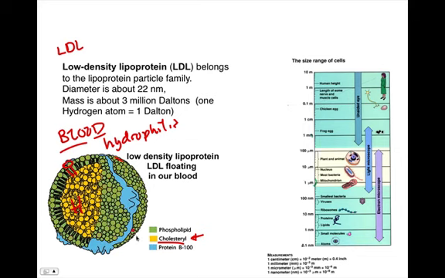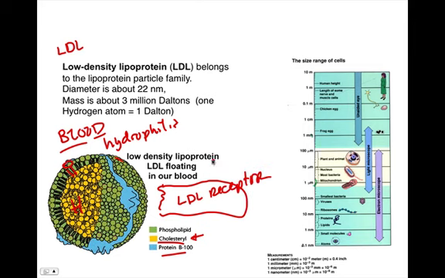One other component is a protein, and the protein is going to provide a handle. When a cell wants to get cholesterol, this is going to provide a handle for the cell to grab LDL and bring it into the cell. The way it's going to do that is there's a complementary surface on a protein called the LDL receptor, and the LDL receptor is a membrane-bound protein.